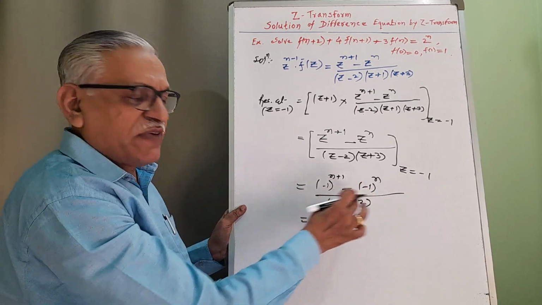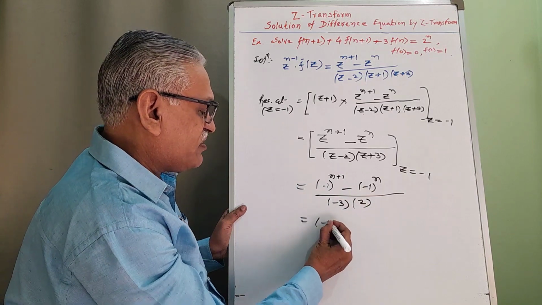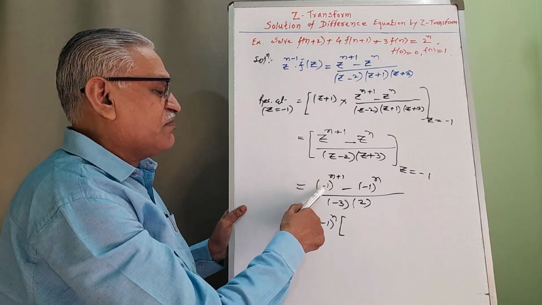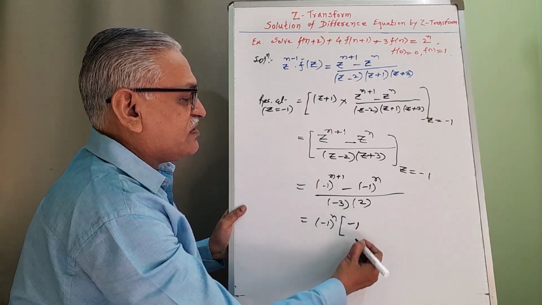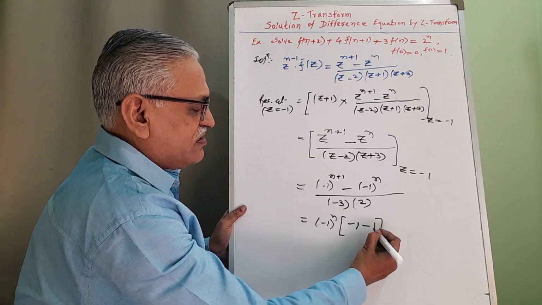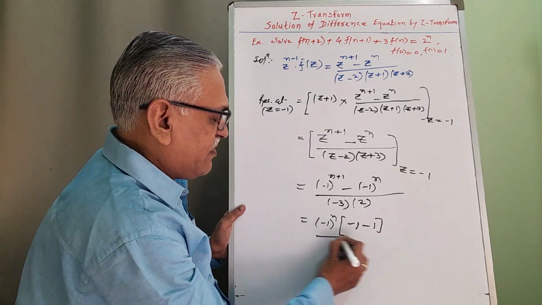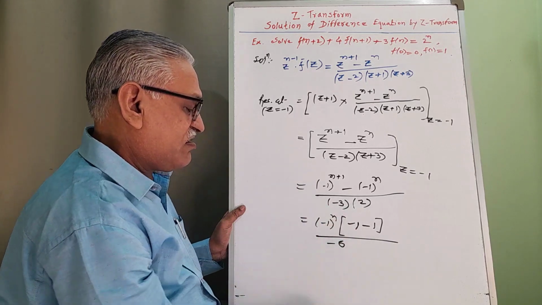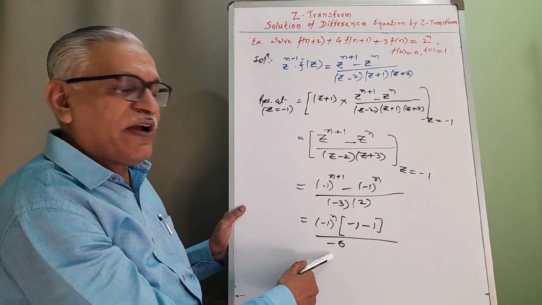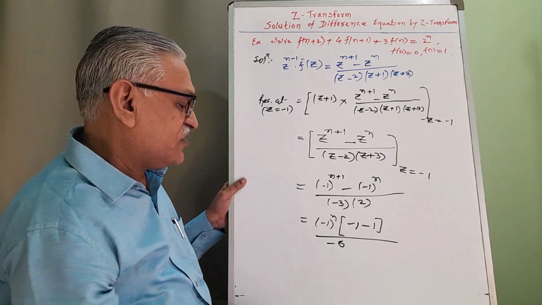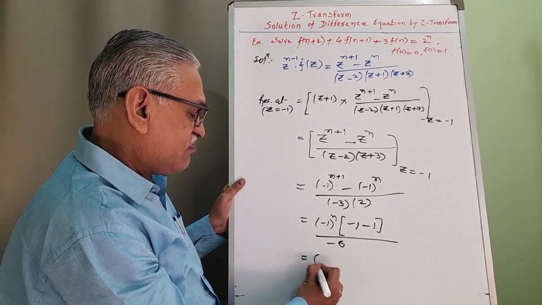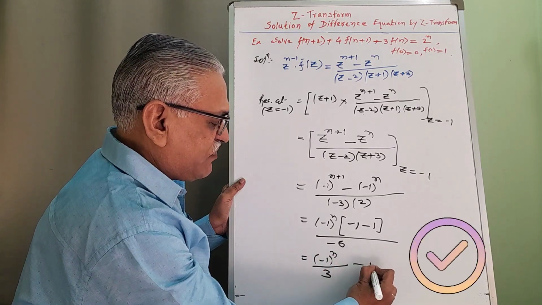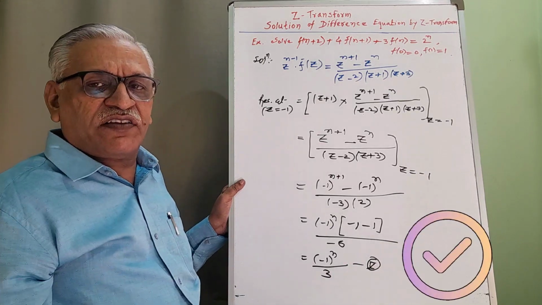Once again, from these two terms I can take minus 1 raised to n common. The remaining terms are minus 1 raised to 1 is minus 1, and minus 1, divided by 3 times 2, that is 6, minus 2 by minus 6. Then we get the value as minus 1 raised to n divided by 3, as equation number 5, the second residue.